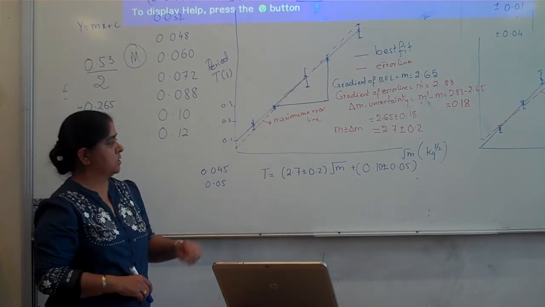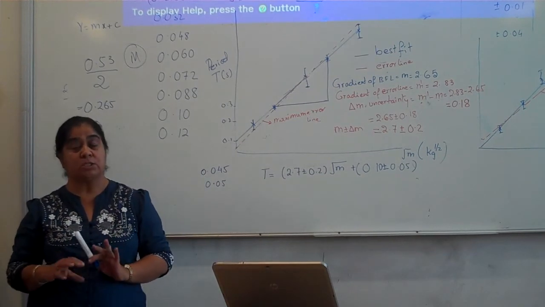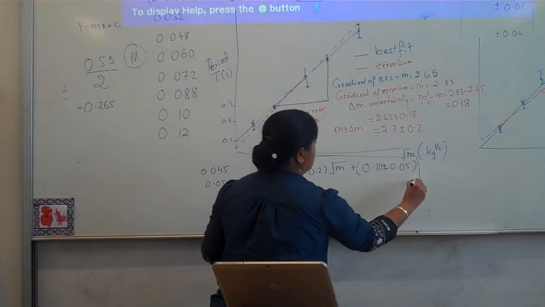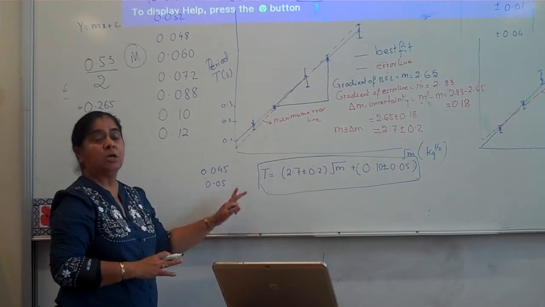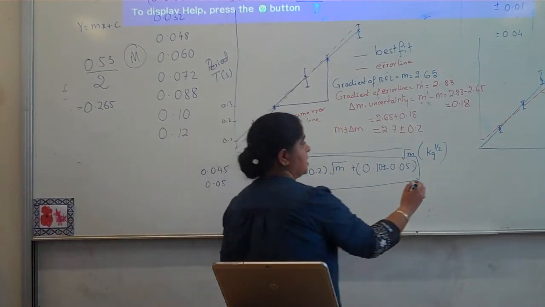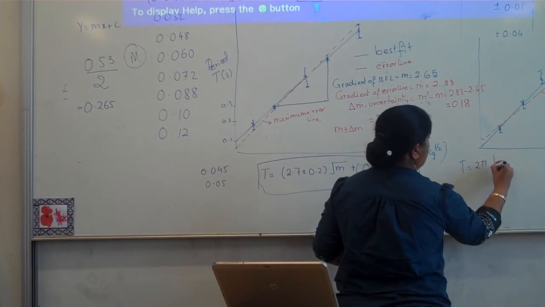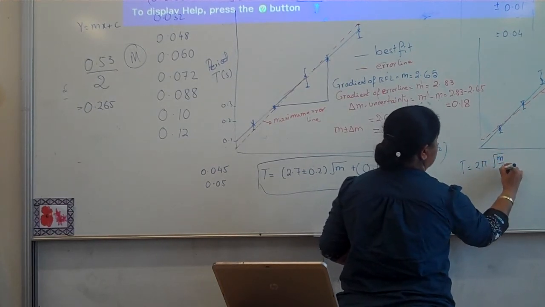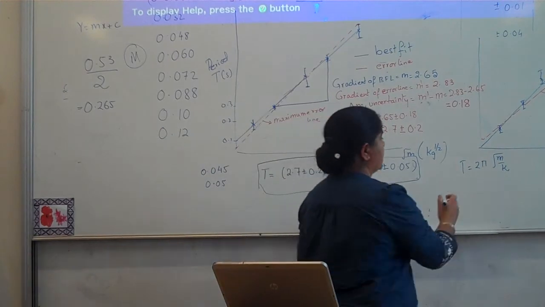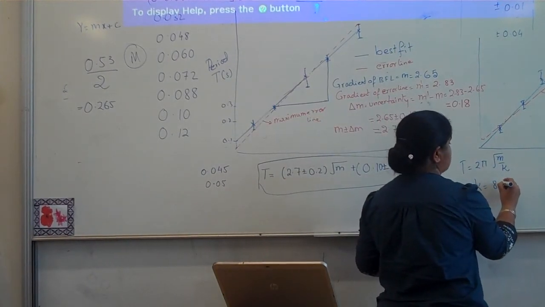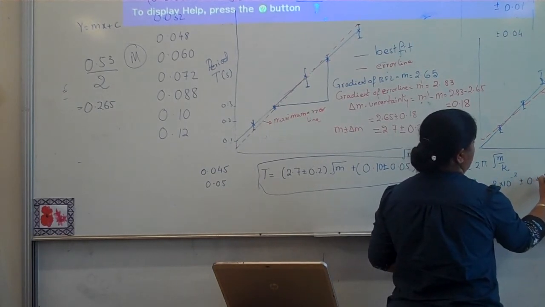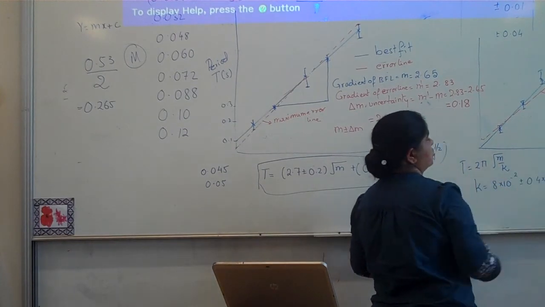Okay. Next, the last but quite challenging requirement of merit is comparing your practical equation, which you got from your experiment, with the theoretical equation. The theoretical equation is t equals 2 pi square root of m divided by k. Somewhere in the paper, the k value will be given. Let's assume the k value is 8 times 10 to the power of negative 2 plus and minus 0.4 times 10 to the power of negative 2.